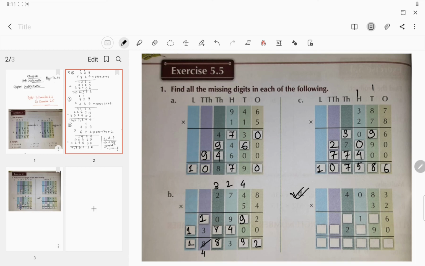Okay. Now we have finished exercise 5.4. Next day we will discuss exercise 5.5. We have finished 5.5 and next day we will discuss 5.6 and 5.7. Right. So thank you. Please try to solve this kind of problem. Okay. Thank you.